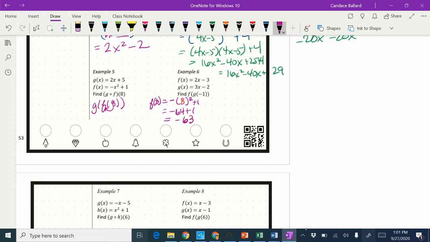And now I'm going to take what I got, my f of 8, and since this is f of 8, I'm going to substitute it in for f of 8 here. So that means I have g of negative 63 equals, I'm going to take the g function, and instead of the x, I am going to put in the negative 63. So 2 times negative 63 would be negative 126 plus 5, which is negative 121.